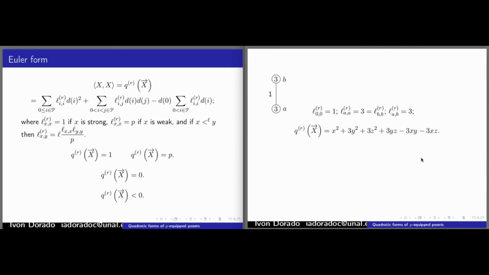Now this is the quadratic form. X corresponds to the coordinate 0, Y to the coordinate of the point A, and Z corresponds to the point B. Now we will search for vectors that satisfy these conditions. Recall that the vectors are coordinate vectors, so their entries are natural numbers. So let us first look if the poset is a wild poset, so if there are vectors in which the quadratic form is less than 0.